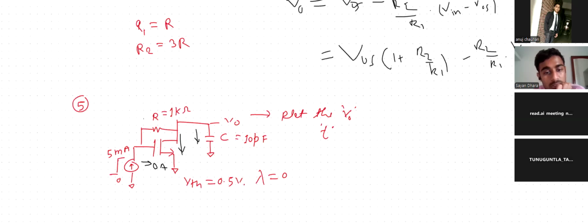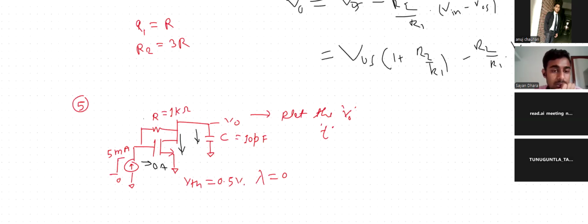What will be the V out initially? Just at t equal to 0 when we are applying the step current, what is the status of V out? V out should be 0. Then what about the gate voltage of the amplifier? This is 0.